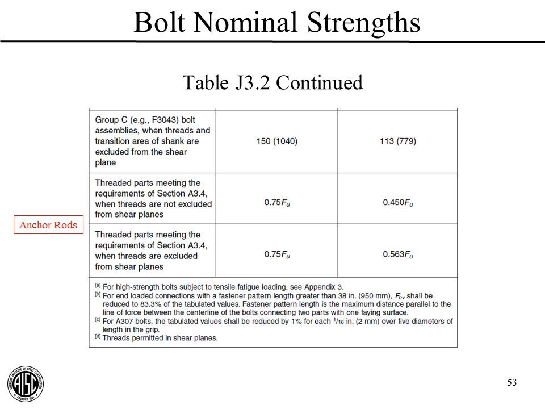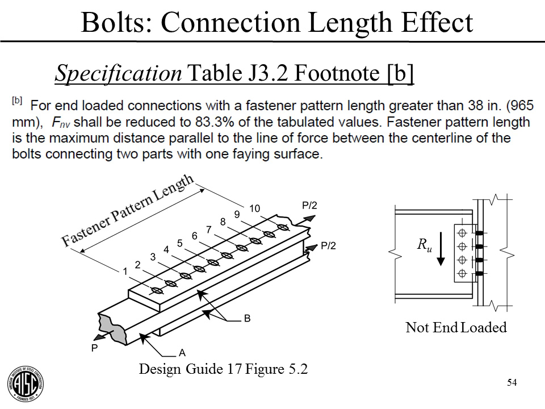Okay, now there's one footnote here, footnote B, that we should talk about for a minute. And it says this: for end-loaded connections with a fastener pattern length greater than 38 inches, F sub NV shall be reduced to 83.3% of the tabulated values. Okay, so what's that all about?